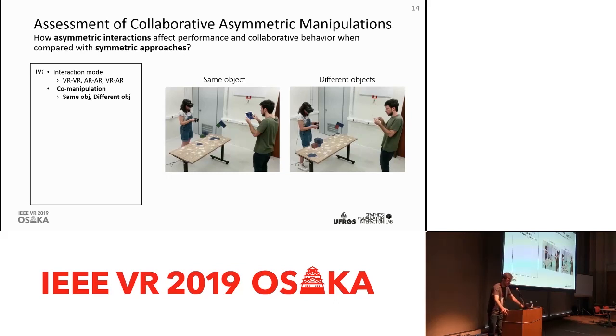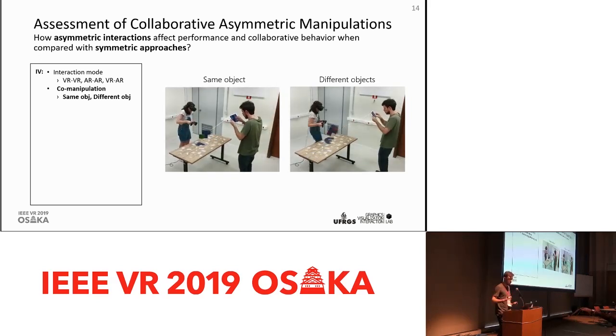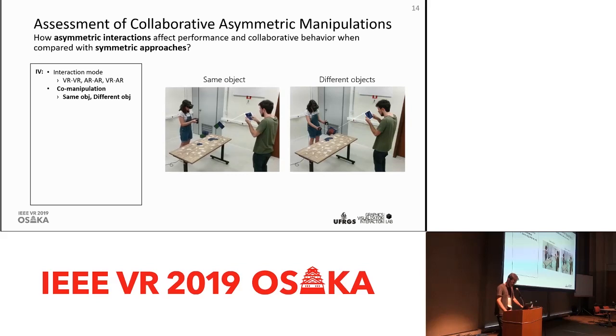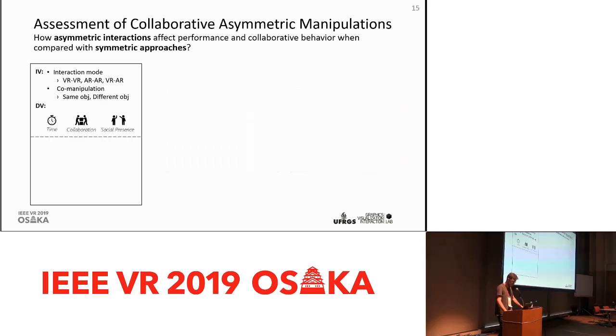We also added the co-manipulation variable into play, where users could either manipulate the same object simultaneously or different objects, but trying to dock one into another. So they are manipulating different objects, but they have to couple one into another object. And we took the measurements of time, collaboration, and social presence.